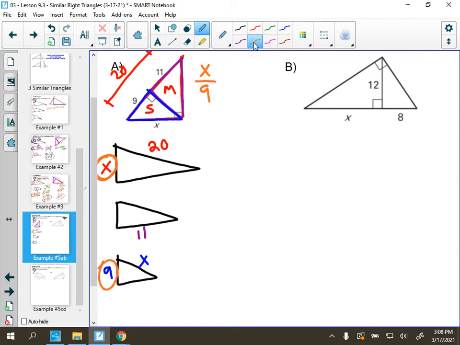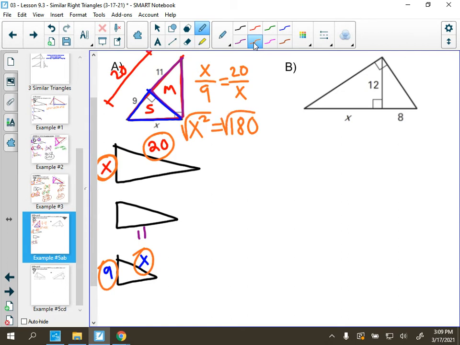The same way that 20 partners with x. So it's going to be kind of a same type of finish here. I'm going to get an x squared on the cross multiply. 9 times 20 is 180. Kind of a bigger number there.